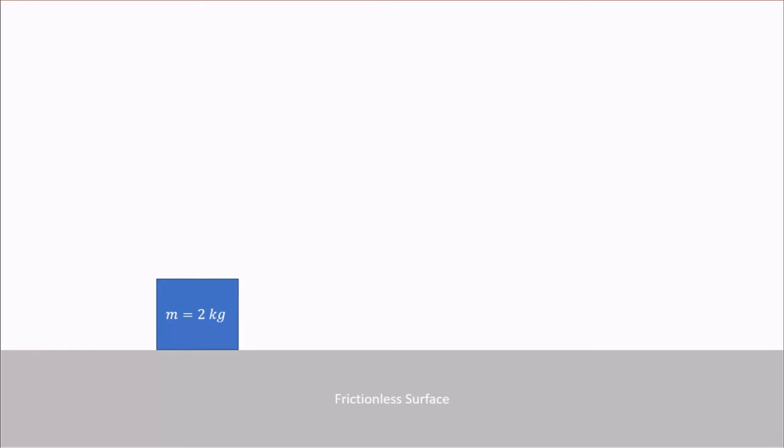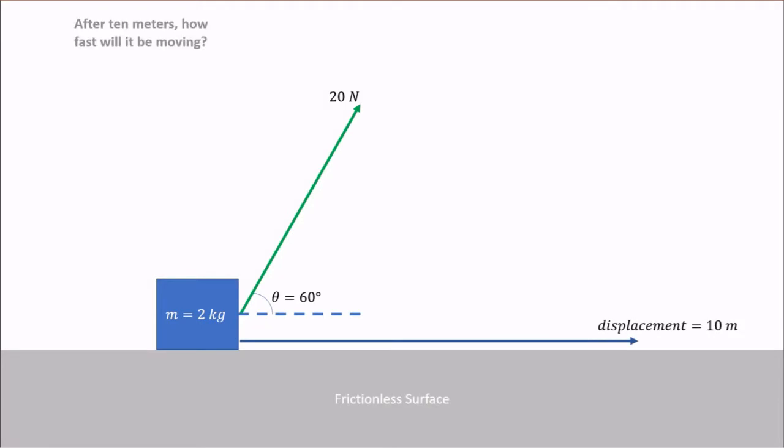Now, let's look at one more example. Imagine I have a box sitting on a frictionless surface. I want to get this box moving, so I start tugging at it with an applied force like this. After I drag it 10 meters, how fast will it be moving? Assume that I am unable to lift the box off the ground by pulling like this, so the box does slide along the surface.